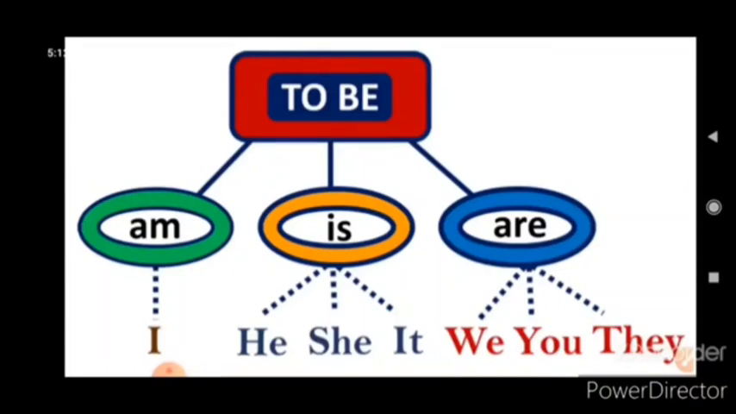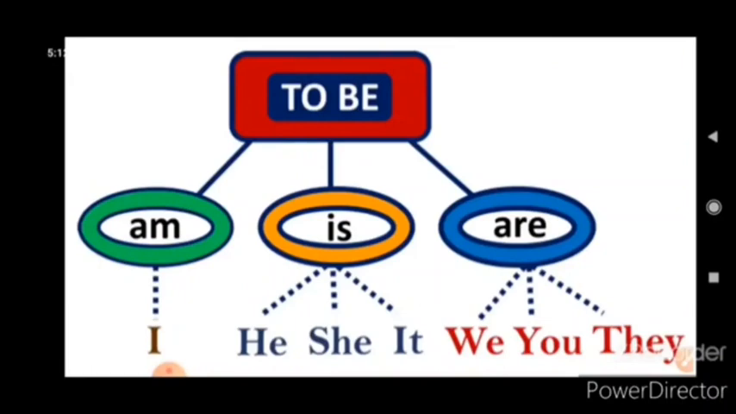Students, do you understand? I ask you a question. I come means what be form verb will you use? Yes, am. He, she, it, if they come, what be form verb will you use in simple present tense? Yes, is. And we, you, they. If we, you, they come, what be form verb will you use? Yes, are. Do you understand?